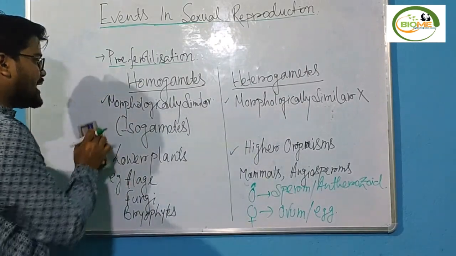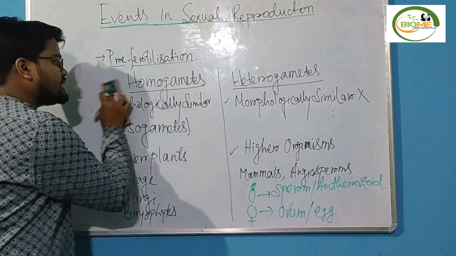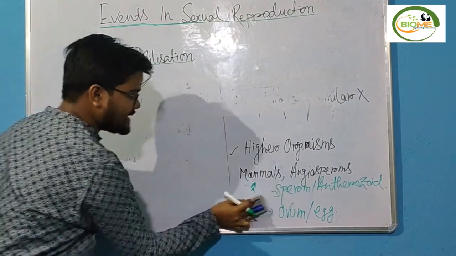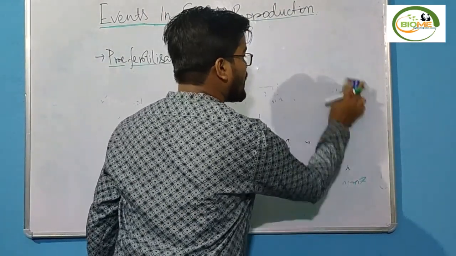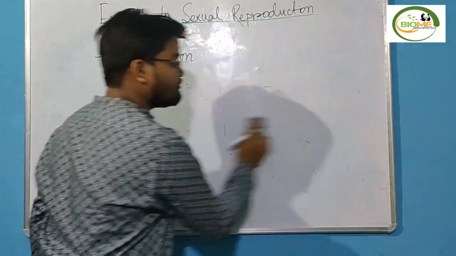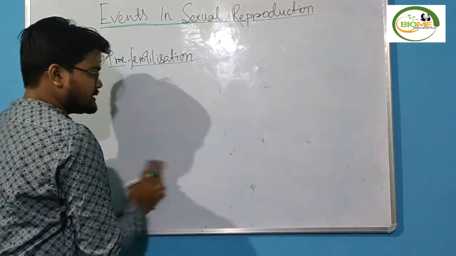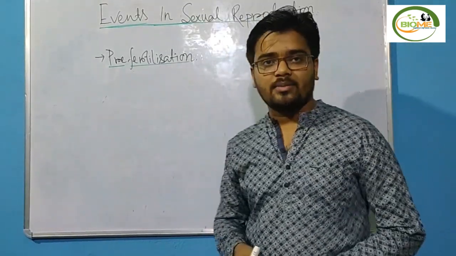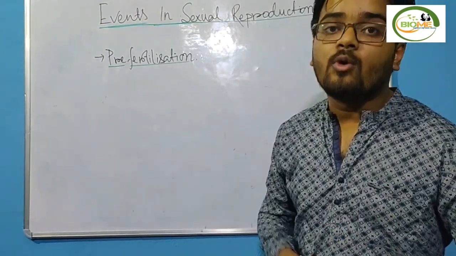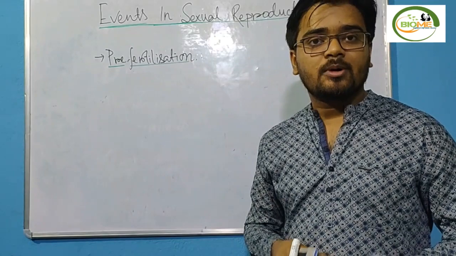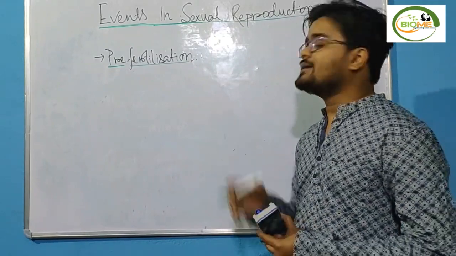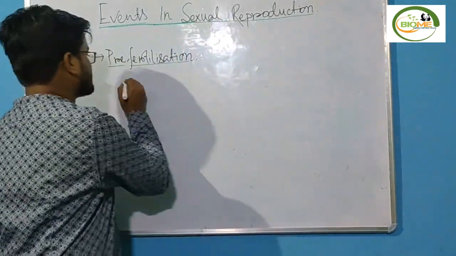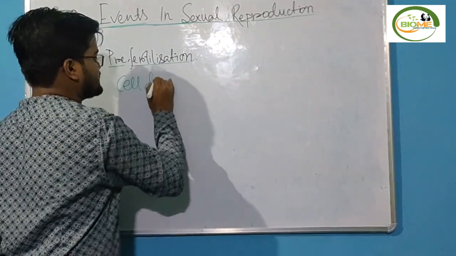Under gametogenesis, another important feature is cell division. Why is it important? Because from where will these gametes form? Both the heterogametes and the homogametes are produced from a particular cell. So here we have to discuss another important feature, that is cell division.